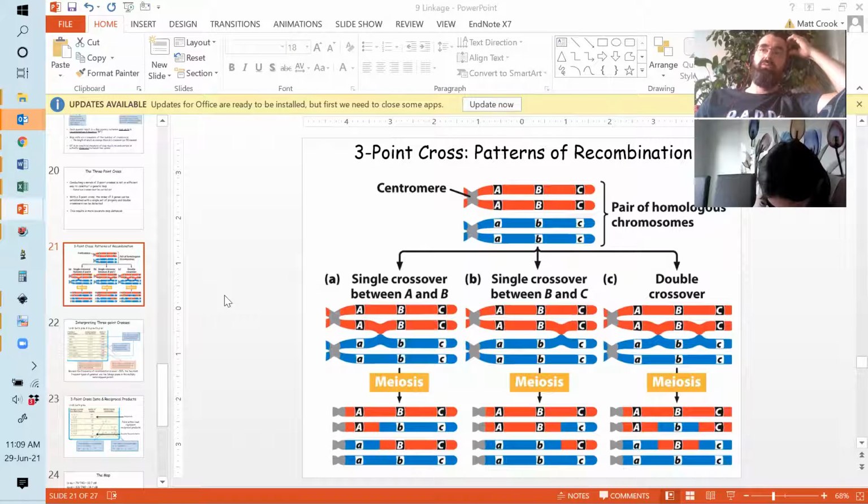Again, memorize those rules. Follow them. You cannot get this wrong. This is one of the joys about this type of genetics.